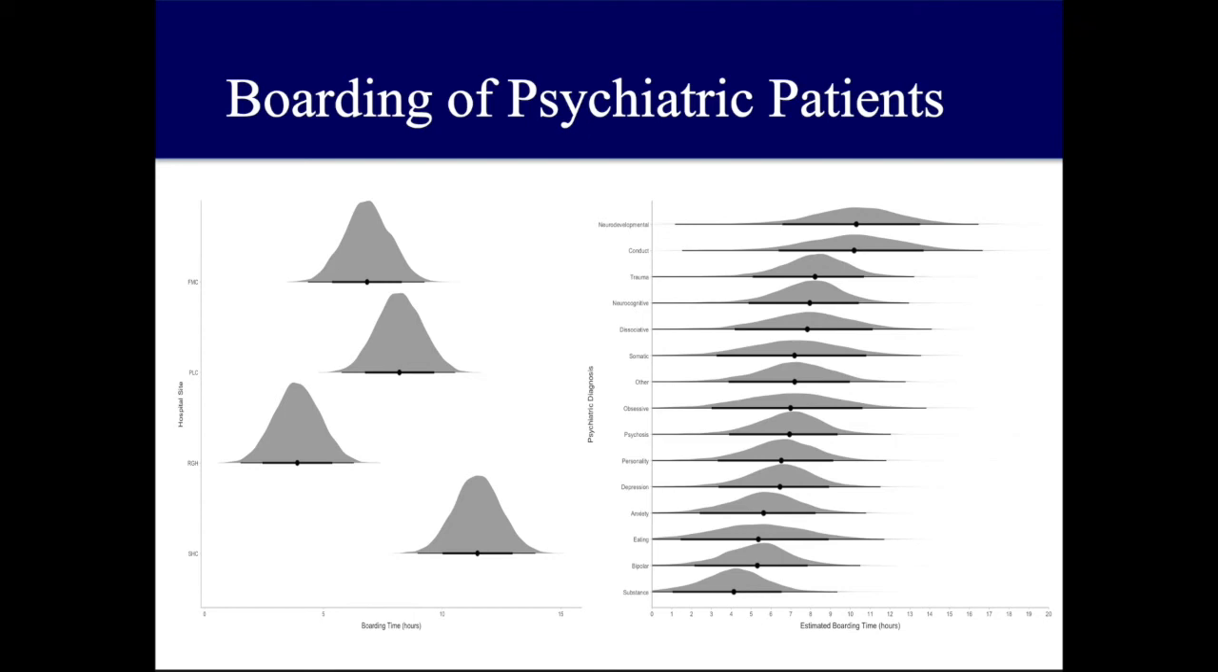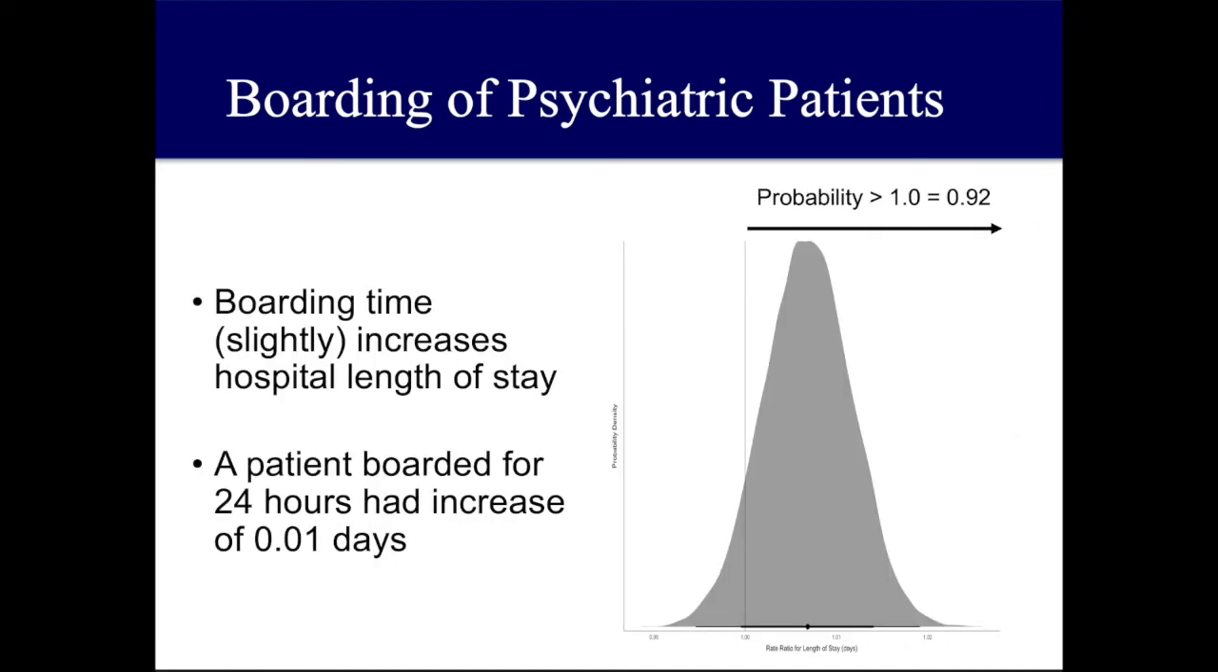So on the left, you can see the individual estimates for the boarding time, or length of time spent in the emergency department, for each of the 4 hospitals in the city and how different they actually are. As well, you can see the differences in the amount of time that patients would wait in the emergency department based off of their actual underlying psychiatric diagnosis. So all of these differences I was able to account for within a single model.